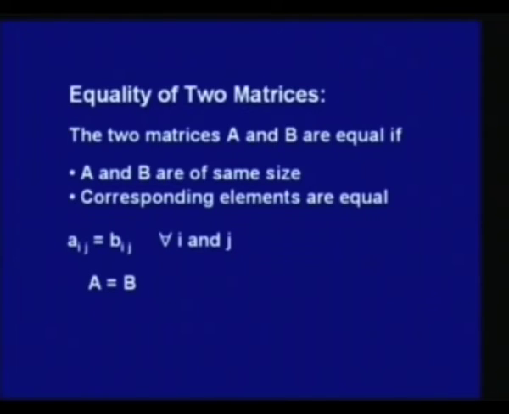Now, we define operations on matrices. We say that the two matrices A and B are equal if some conditions are specified. The first condition is that the two matrices A and B are of same size. So, if the two matrices are of same size, then they may be equal if one more condition is satisfied, and that condition is that the corresponding elements are equal. That is, Aij is equal to Bij for all values of i and j. In such case, we say that the matrix A is equal to the matrix B. If the two matrices are not of same order, they cannot be equated.